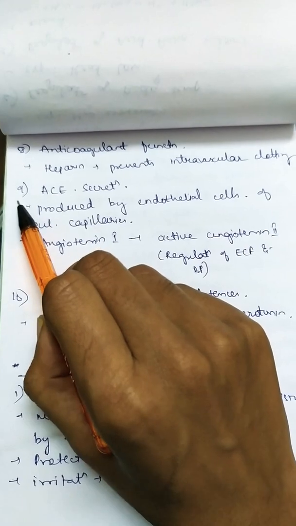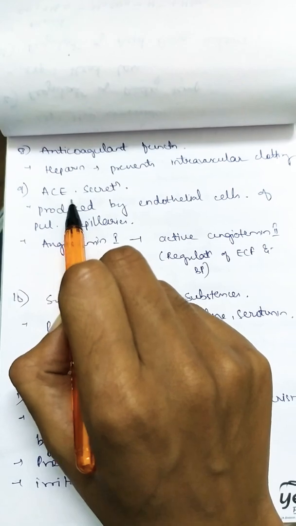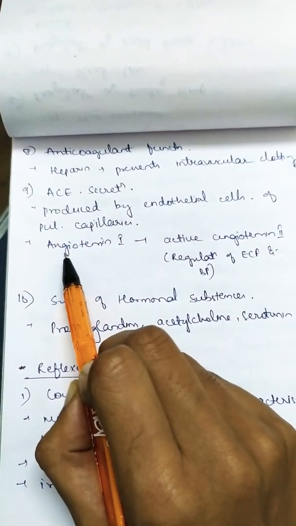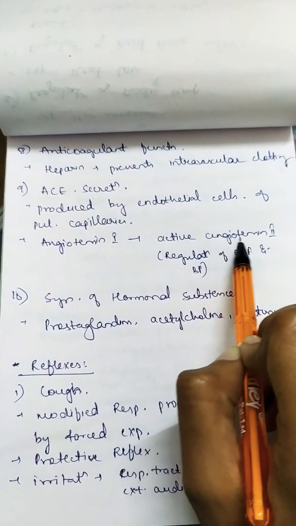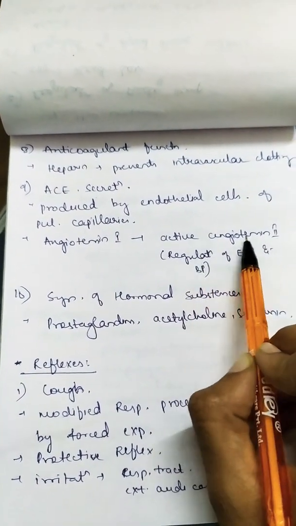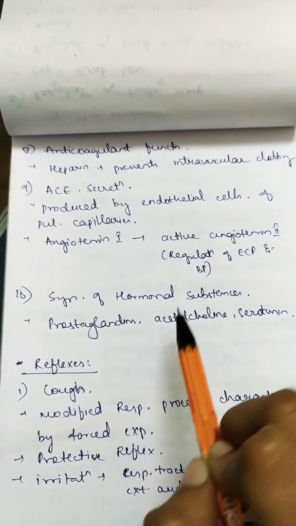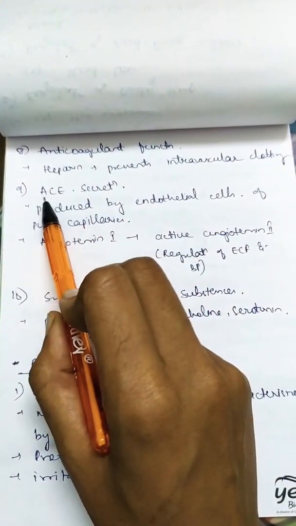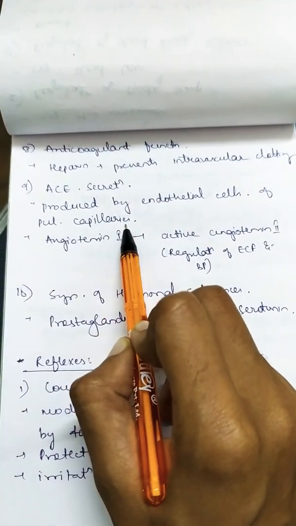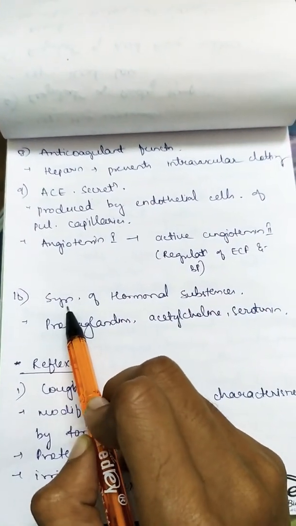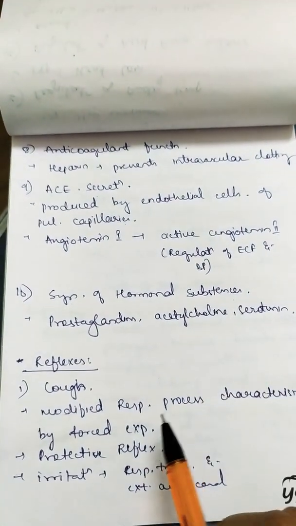Next, the ninth function is the secretion of angiotensin converting enzyme. This is going to convert angiotensin 1 to the active form, angiotensin 2. Angiotensin 2 helps us in regulation of extracellular fluid and blood pressure. Angiotensin converting enzyme is produced by the endothelial cells of the pulmonary capillaries. The 10th function is synthesis of hormonal substances like prostaglandins, acetylcholine and serotonin.